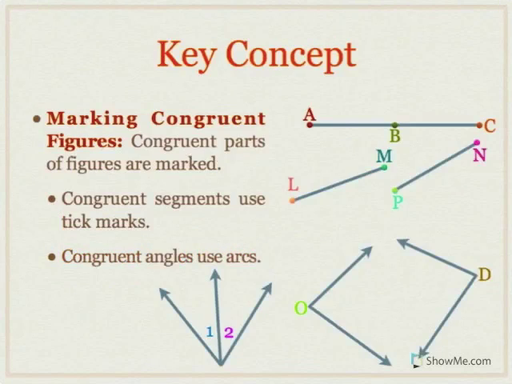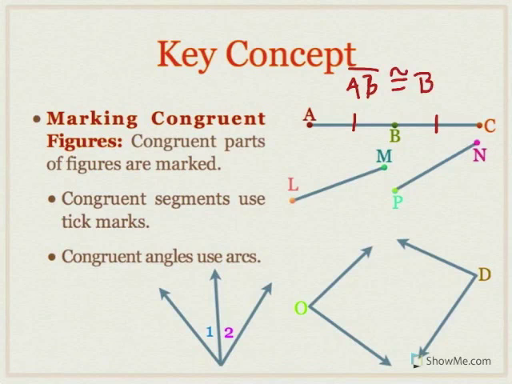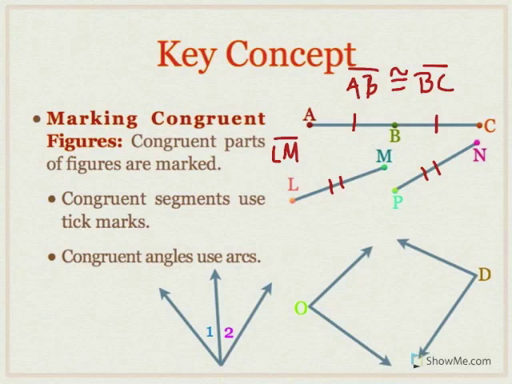We mark congruent figures in a couple of different ways. For example, we can say that segment AB is congruent to segment BC by using tick marks. The same thing can apply for segments that aren't connected. And the more congruent parts you have in figures, the more tick marks you use.